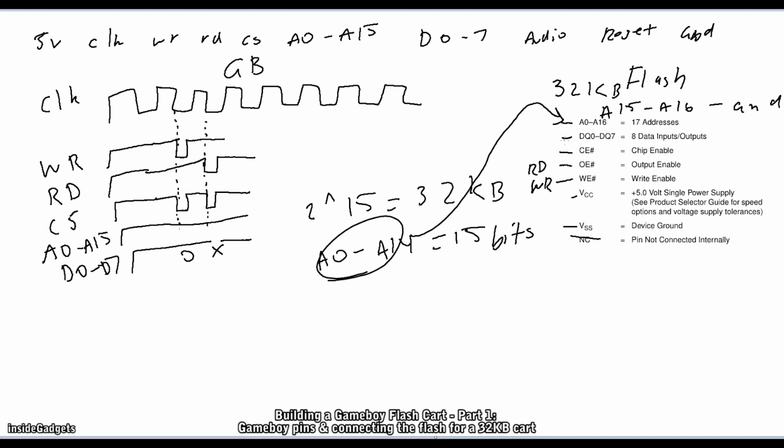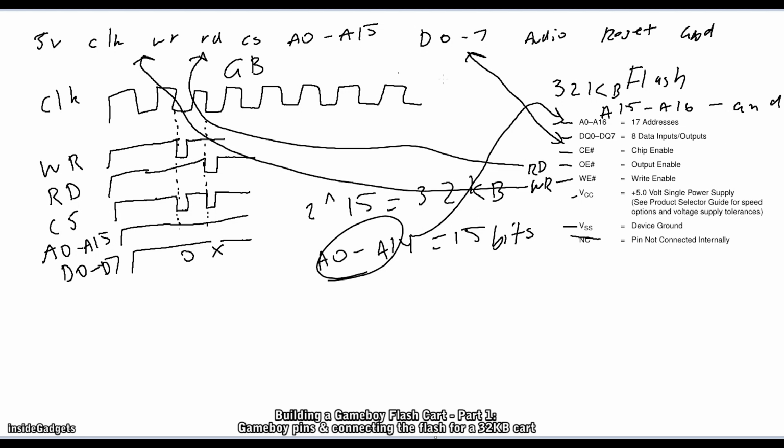For the data lines, we can just directly connect those. We can connect OE or read to the read of the Game Boy. The same thing goes for WR, that can be directly connected. We connect this one to 5 volts, connect this one to ground.